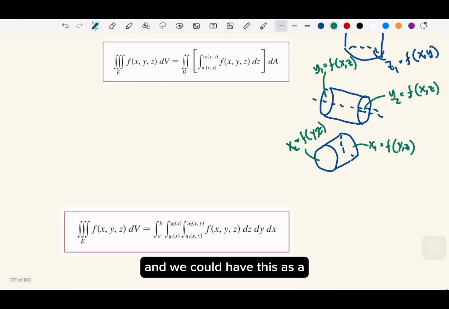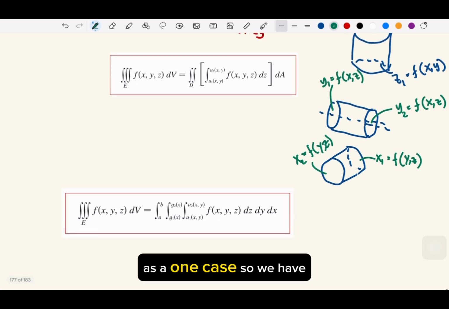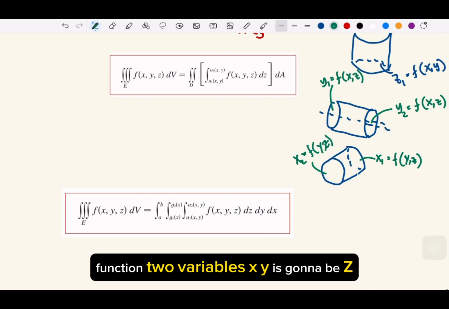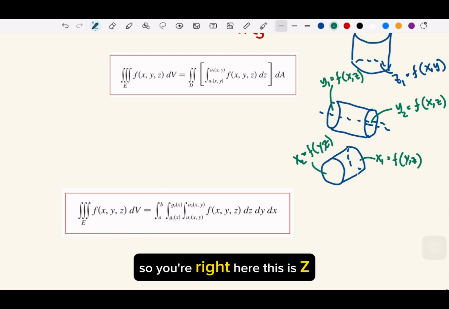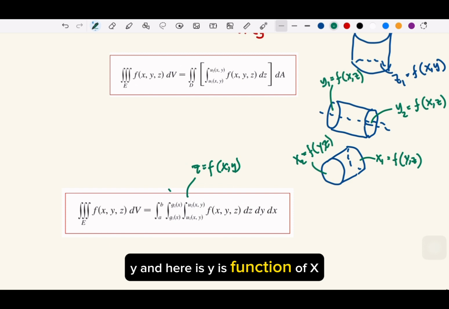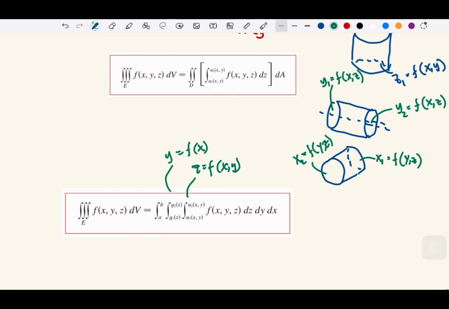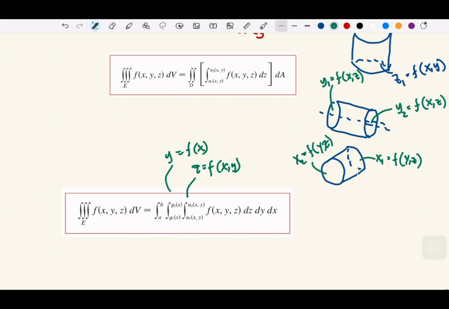And we could have this as one case. We have a function of two variables x, y, this will be z, and now we define y as a function of x. So z is a function of x, y, and y is a function of x. And the last one will be just the constant x, from a to b. Then this will work, and this will give you the final result.